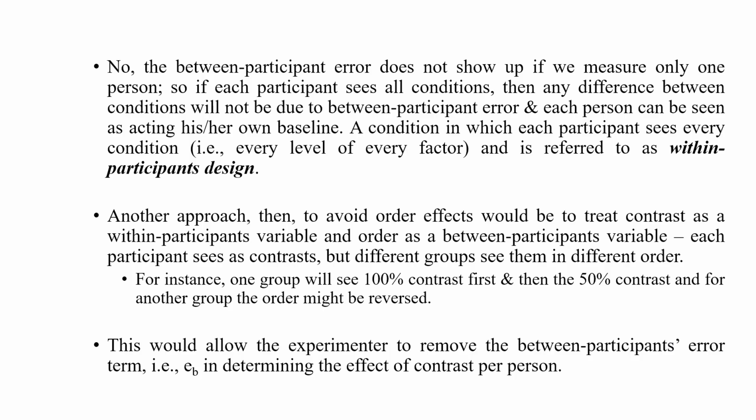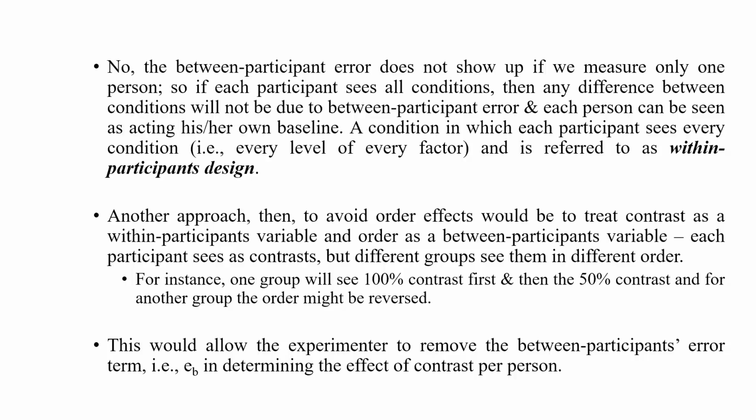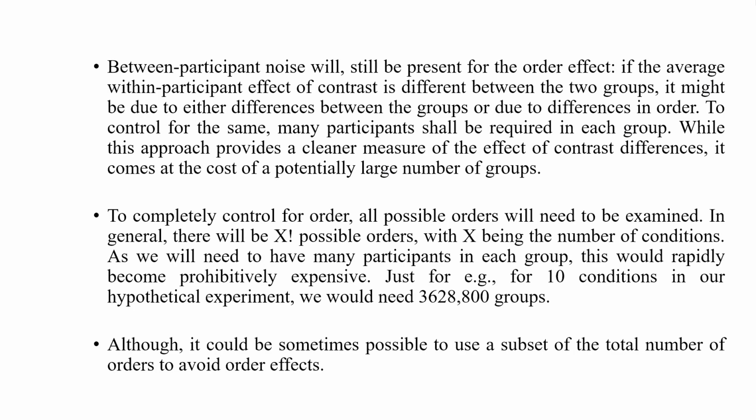So an approach to avoid order effects could be to treat contrast as a within participant variable, so each participant is seeing all the levels, 50% also, 100% also, and order as a between participant variable. Different groups will see this in different order. One group will see AB and the other group will see BA, so 50% and 100%, 100% and 50%, or if you have more levels, you can work with that. Now this would allow us to remove the between participants error, the EB term, in determining the effect of contrast per person, but this also has another issue of its own. We will talk about this now.